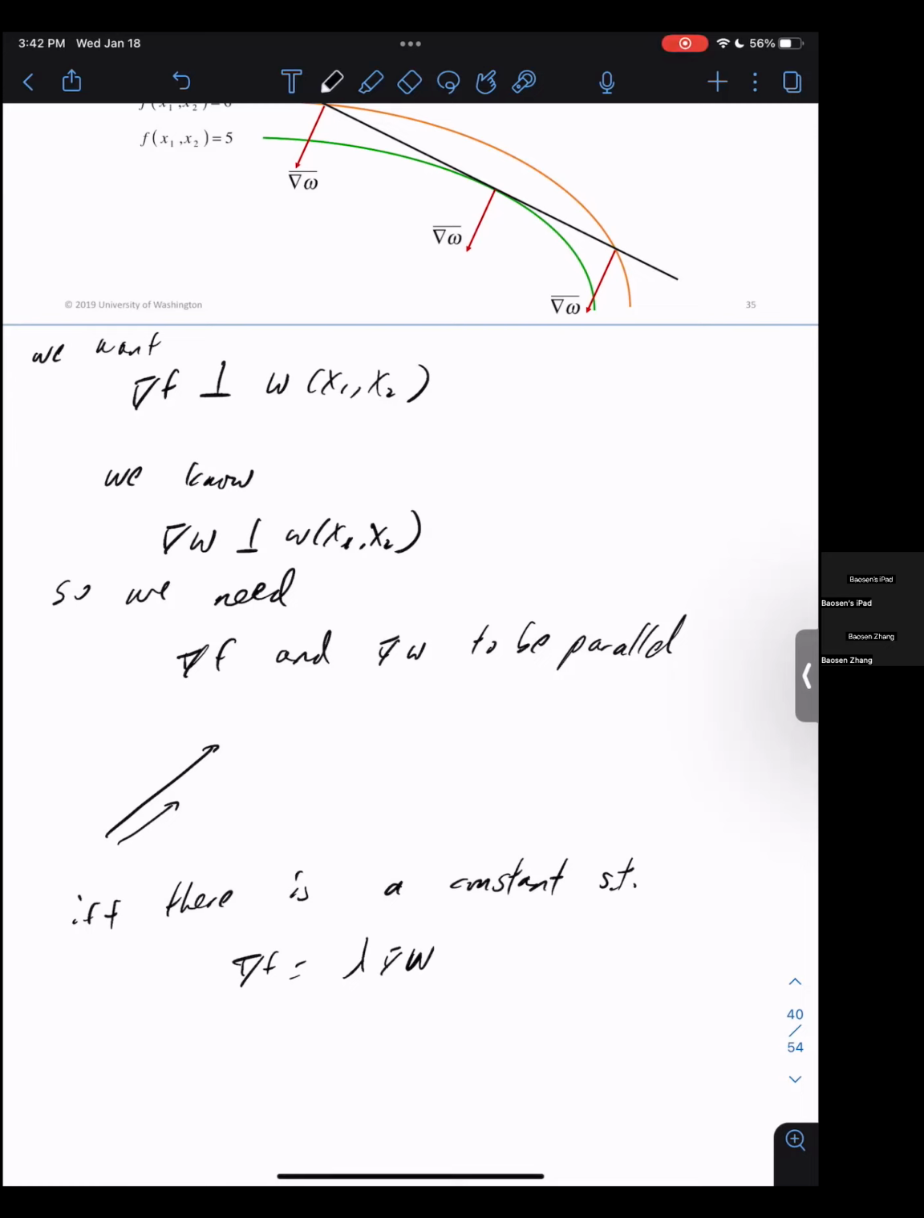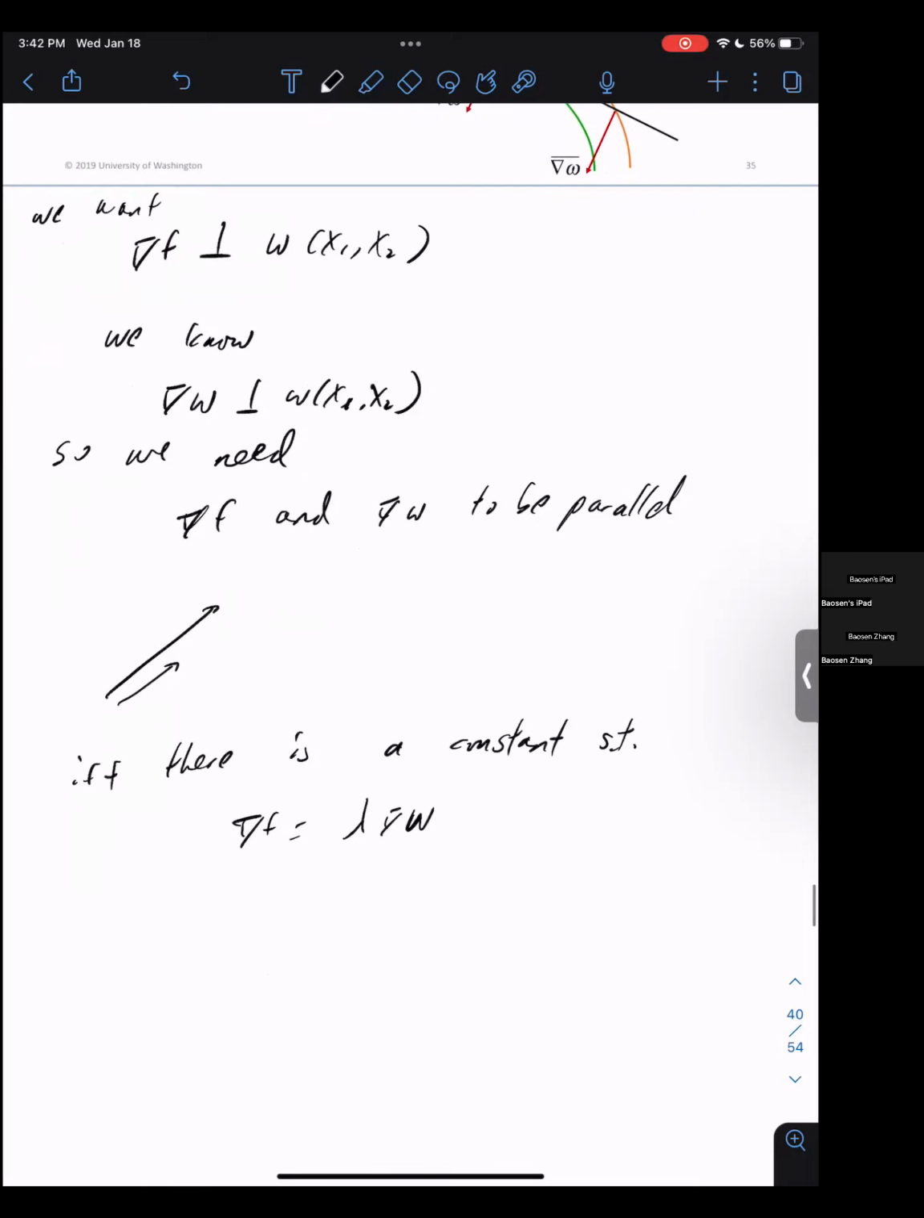So now what you turn this into is, instead of checking whether this thing is equal to 0, you take this gradient and this gradient, and you check whether there is a lambda that makes them equal to each other. This is what I need to check: whether this lambda exists. This is the Lagrange multiplier.